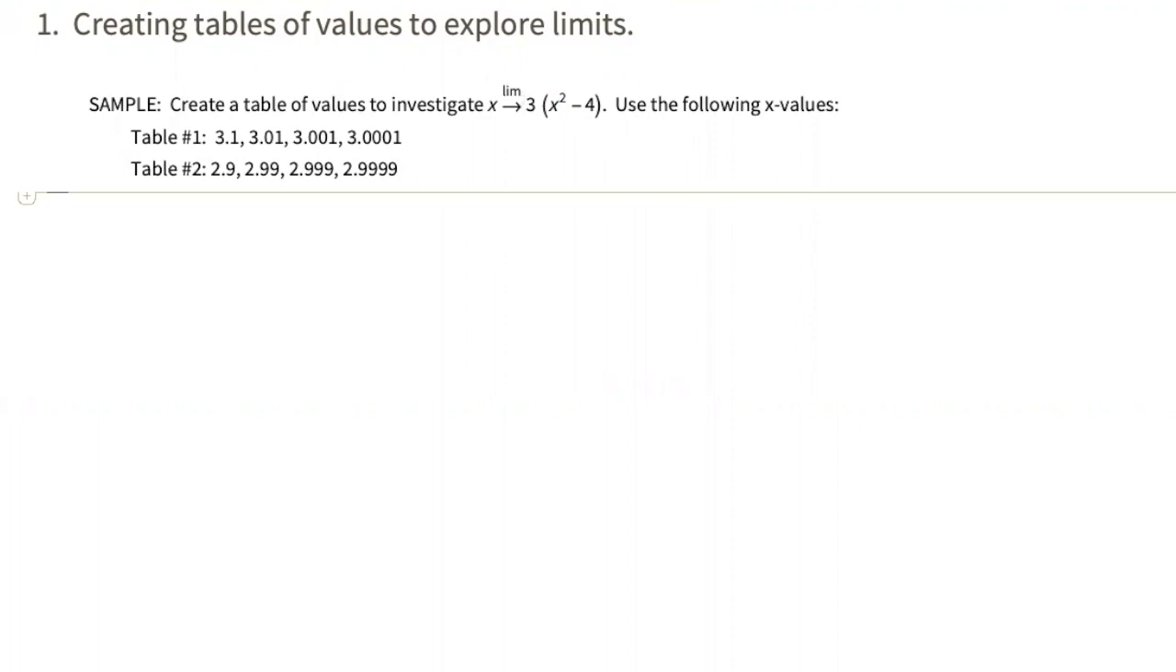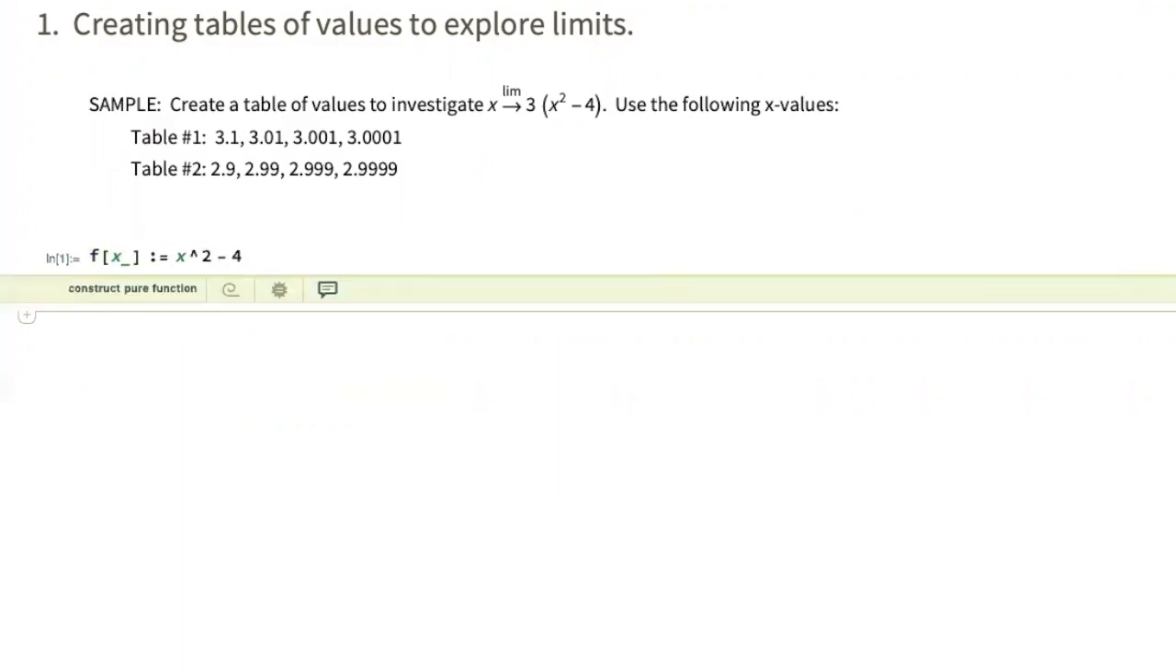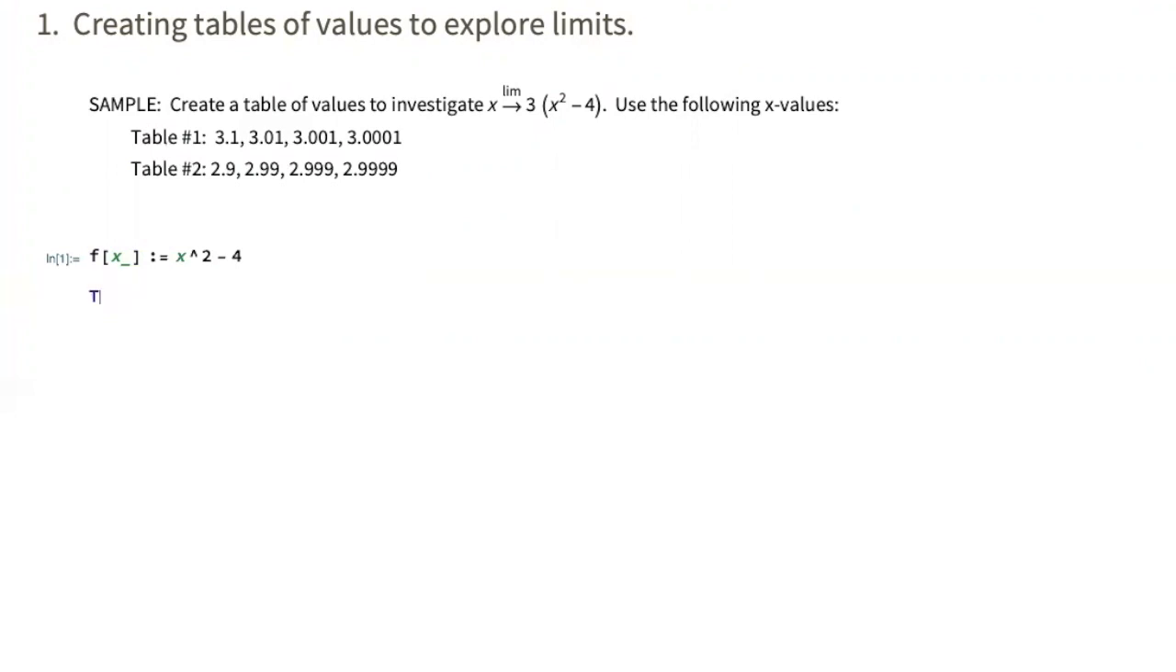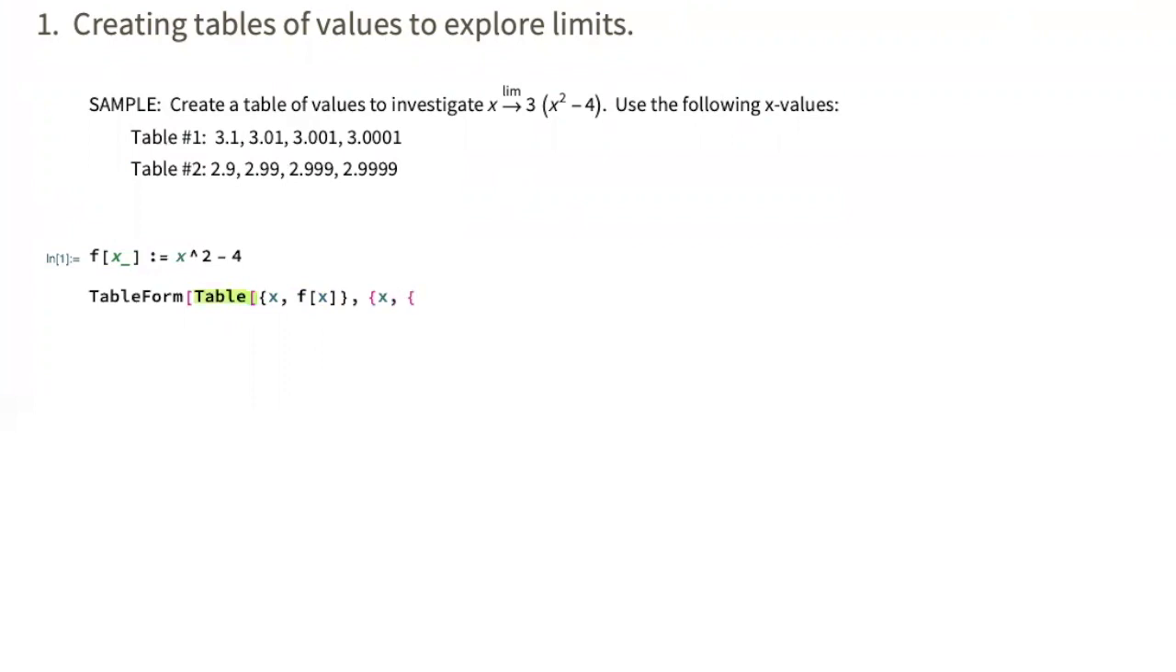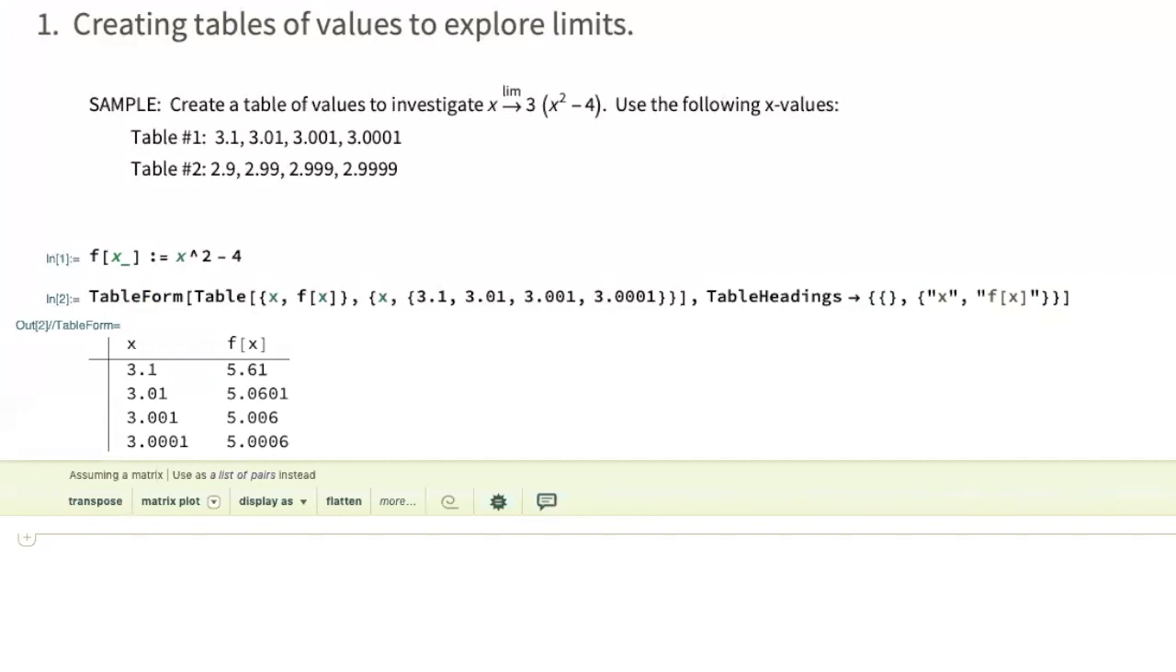All right, you saw in the last lab how to create a table of values. To begin with, I'm going to store my function. Next, I use the table form command to make sure my table will look like a table, then the table command. And since I have a list of x values, this is the proper syntax. I'm going to do table 1 first. And then I'm going to put some headings on my table, remembering to include the empty set of set brackets. And you can see here is my table of values.